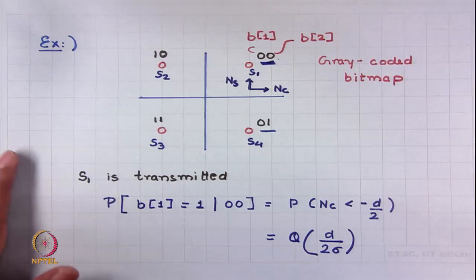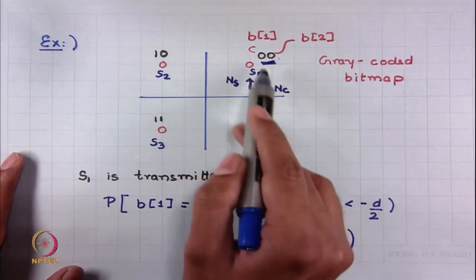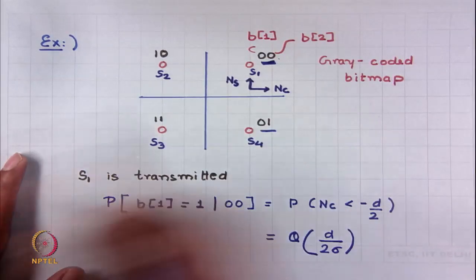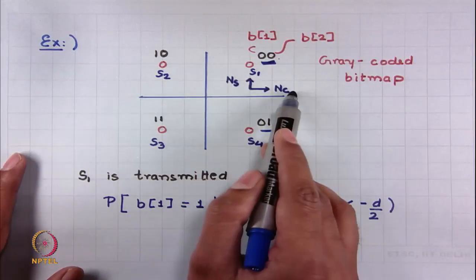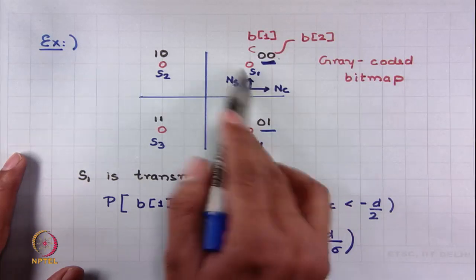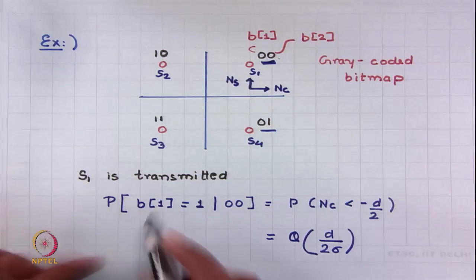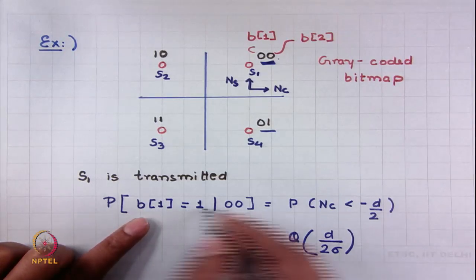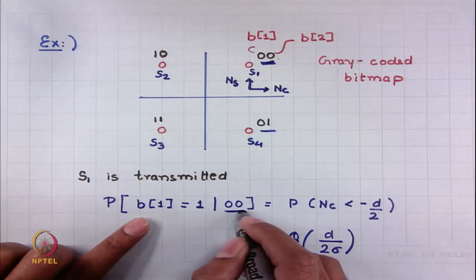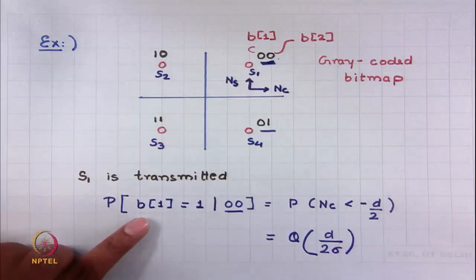And again same as before, I am assuming that the hypothesis that we have transmitted is S1, and as before we assume that the noise that rides on this S1 is Nc in the in-phase direction and Ns in the quadrature direction. Okay. So, the probability that bit 1 is 1, given that we have transmitted 0 0, will create an error. This is the probability that this bit is in error. And when will this happen?